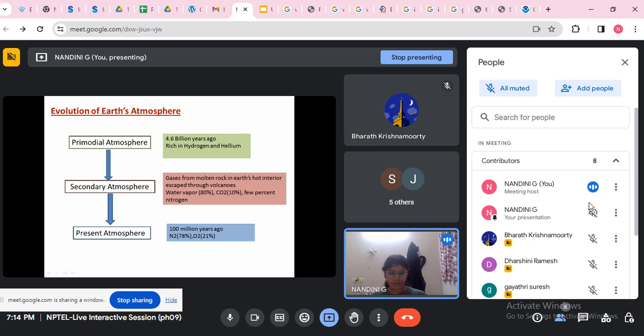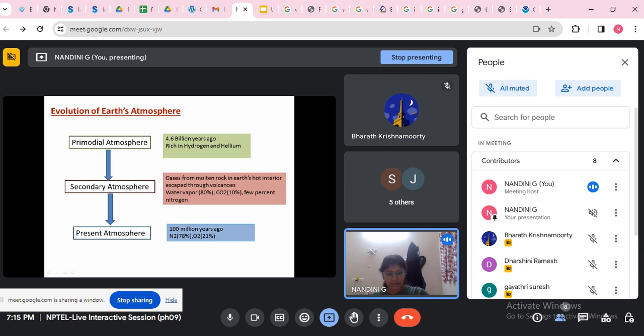So this was a rapid process, the oxygen concentration in the atmosphere increased rapidly, and finally it reached the current composition of the atmosphere, which is basically 78% nitrogen and 21% oxygen. So this happened around 100 million years ago. So this atmosphere, in its present form, was basically formed around several hundred million years ago. So that's how we reached the present atmosphere. This is just a basic idea about how the Earth's atmosphere evolved.